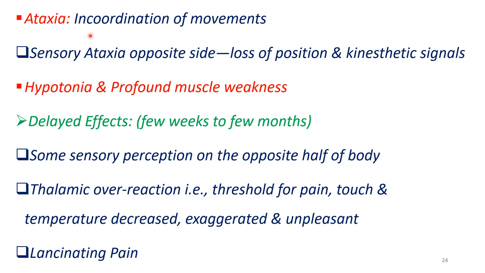Another important feature of thalamic syndrome is ataxia, that is incoordination of movements, and this type of ataxia is sensory ataxia and occurs on the opposite side of the body. It occurs because of loss of position and kinesthetic signals, which normally go via the thalamus to the cortex. That is, there is loss of sensory feedback to the sensory cortex. You remember we talked of how it plays a role in sensory feedback. So there is sensory ataxia and incoordination of movements. Then another important feature is hypotonia, decreased muscle tone and profound muscle weakness.